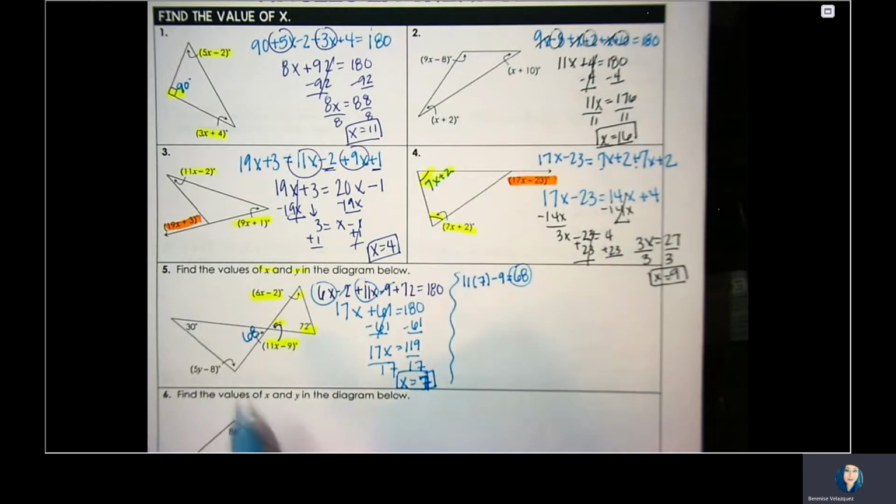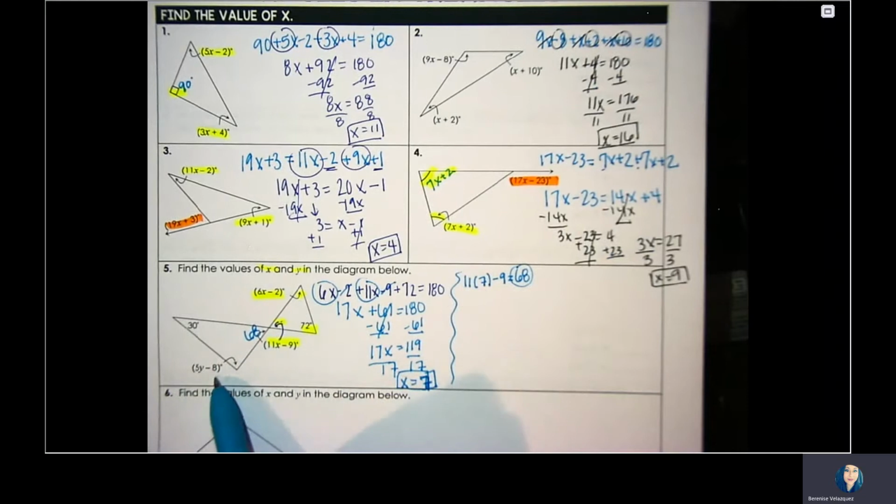Now that I know that this is 68, I can do 68 plus 30 plus this, set it equal to 180, and it's going to give me y. Is this the only way to do it? No, it's not the only way to do it. It's just one of the ways that I can do it.